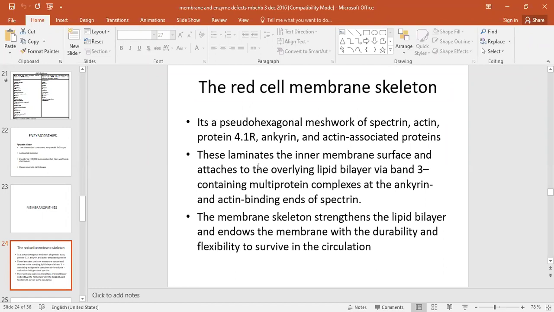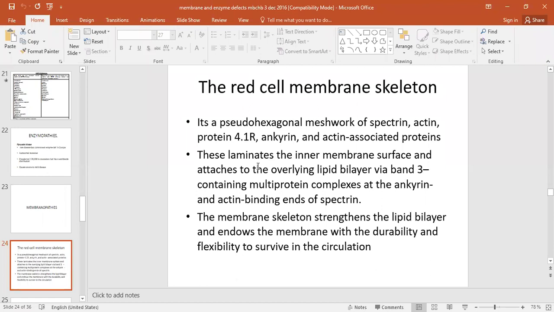And these proteins are anchored by a band 3 that contains a multi-protein complex at the ankyrin and actin binding ends of spectrin. So basically, we are talking about proteins at various levels. Now, the membrane skeleton strengthens the bilipid layer, and basically gives the membrane durability and flexibility so that it can move from one end to the other.